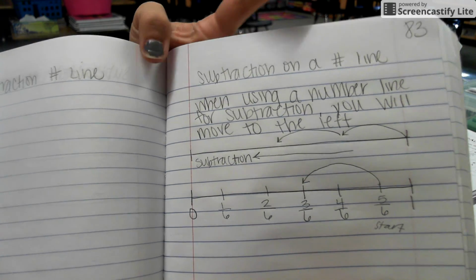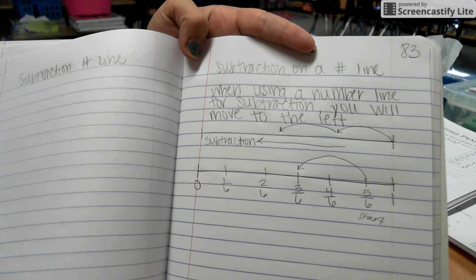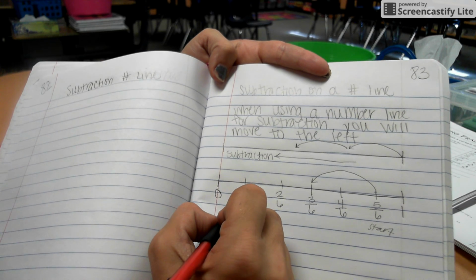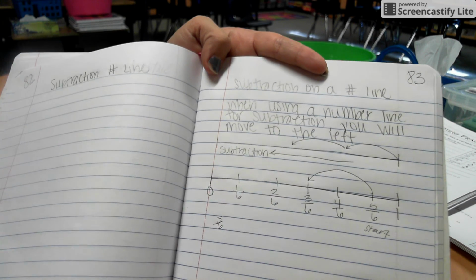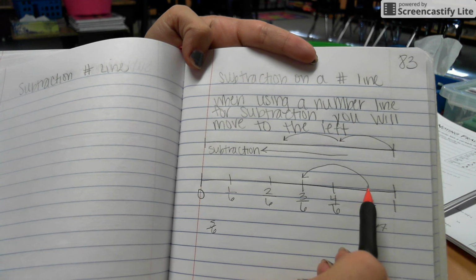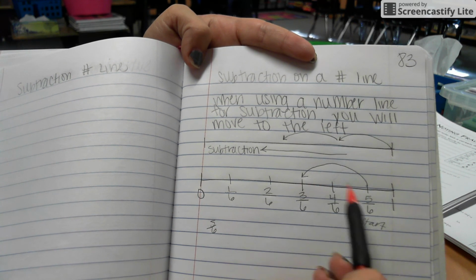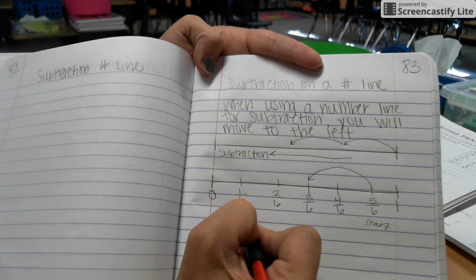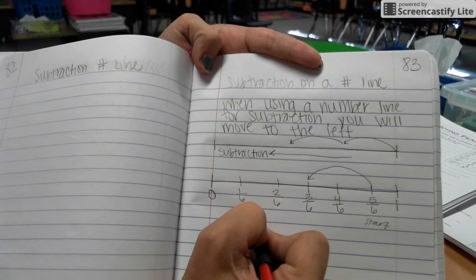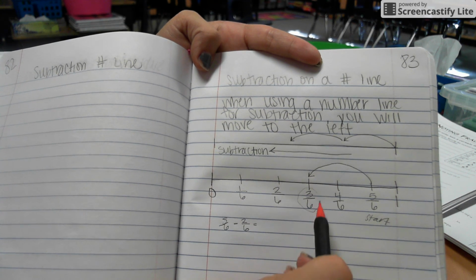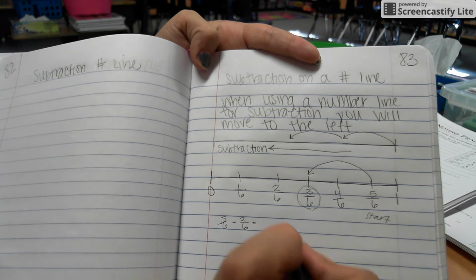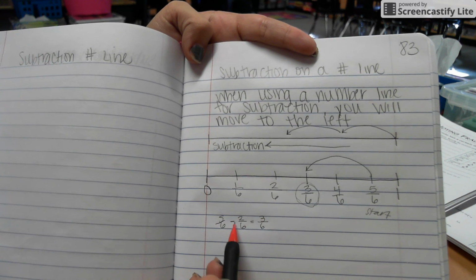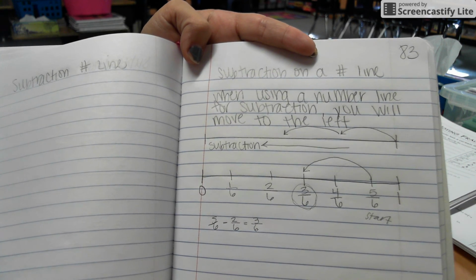So here's how I would write a subtraction sentence to go with this number line. Where did I start? I started at 5 sixths. Then I went back, how many sixths? I went 1 sixth, 2 sixths. So I went back. I'm going to take it away. And I ended up where? Where did I finish? I finished at 3 sixths. So then 5 sixths minus 2 sixths equals 3 sixths.